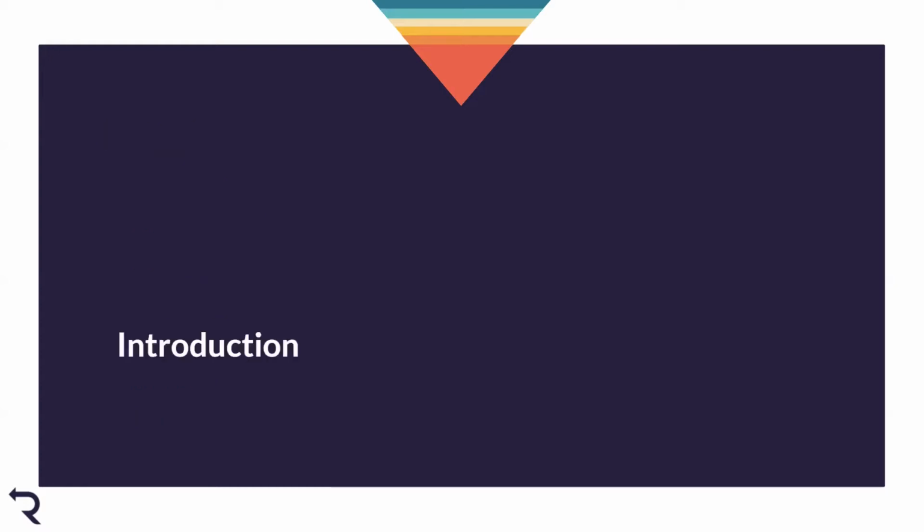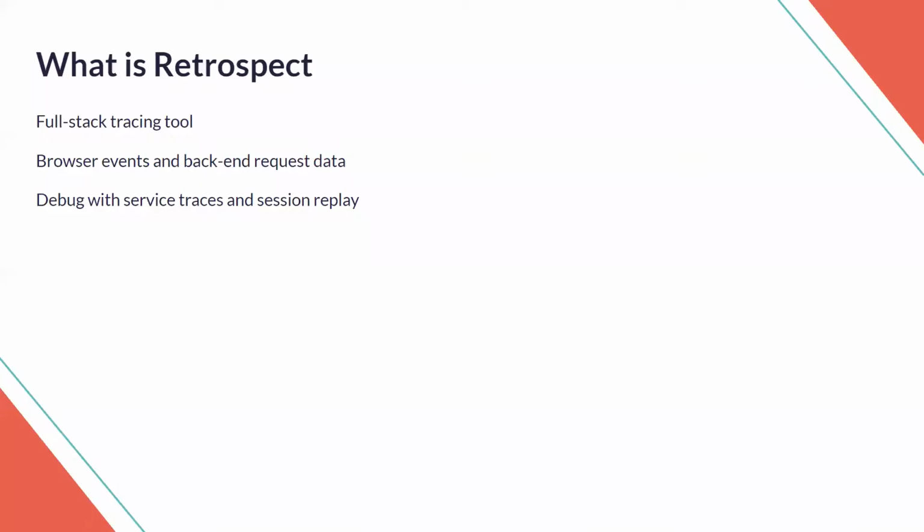So as part of the introduction, what is Retrospect? Retrospect is a full stack tracing tool for debugging small, distributed or monolithic applications. Retrospect records browser events and backend request data and puts them into a single user interface so that developers can debug their applications with service traces and session replay.